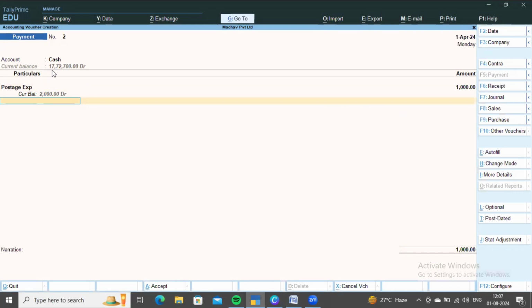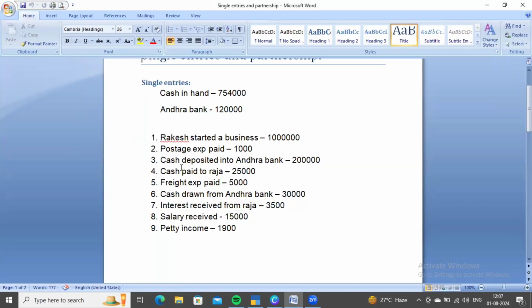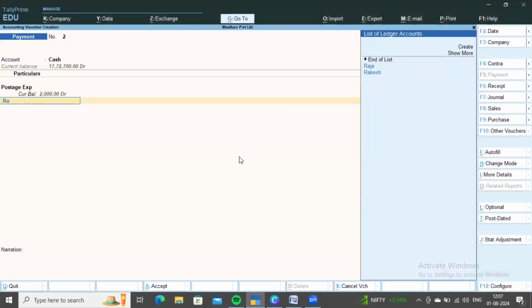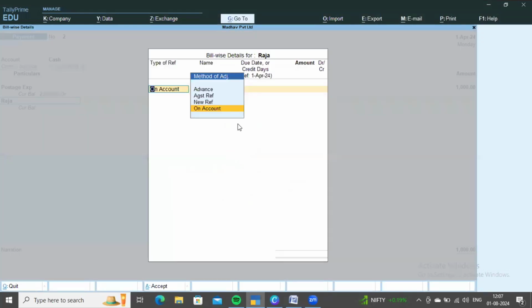That is, it comes to 17,72,700. Yes, we debited the cash account, but Tally Prime automatically reduced the amount as we entered it in payment voucher. This is how we need to identify. Okay. Next payment transaction is cash paid to Raja account. So here give Raja account as we already debited the cash account.